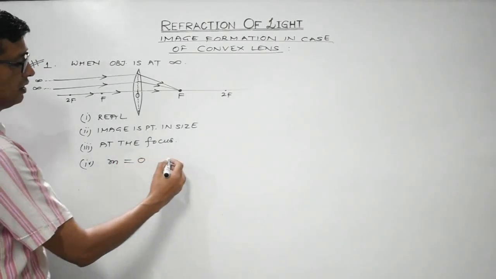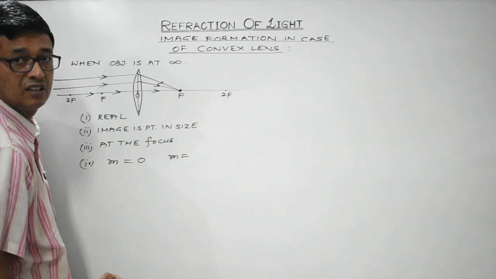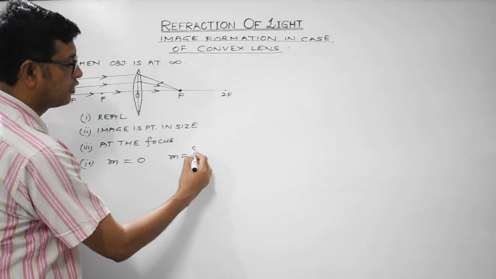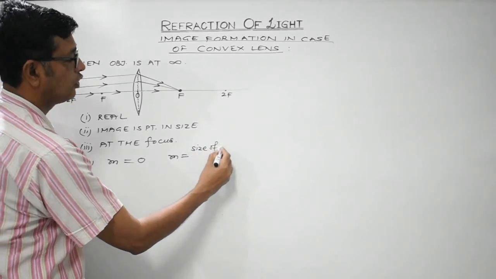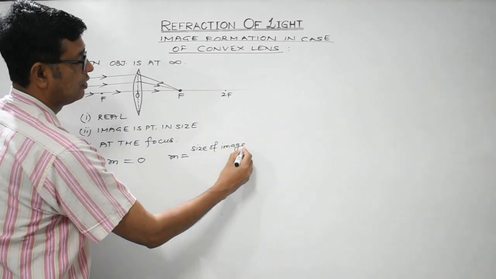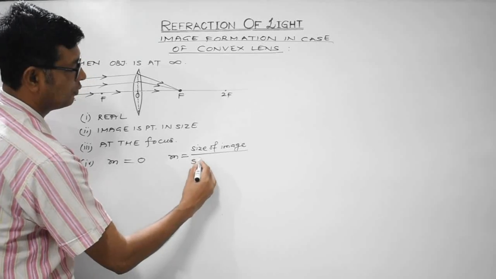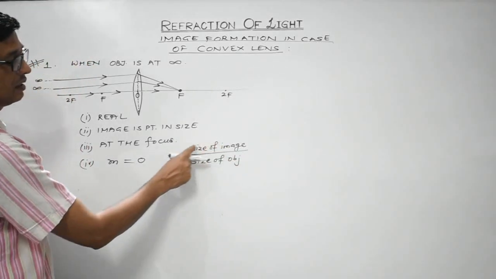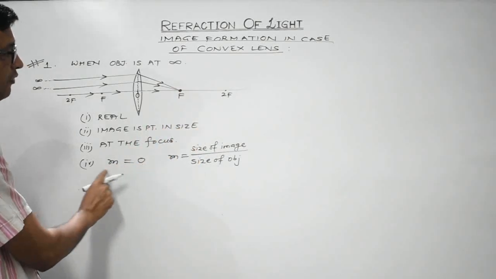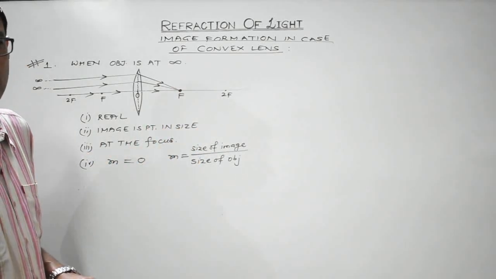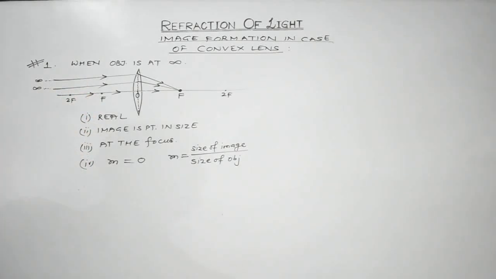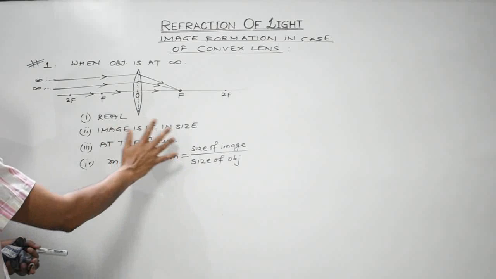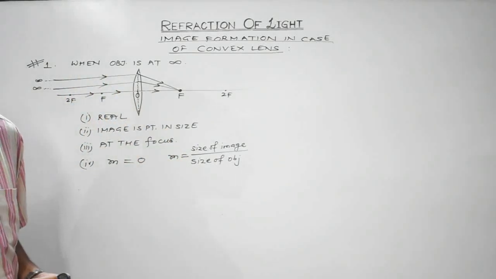Remember students, linear magnification, we have discussed it in the case of mirrors as well. It is defined as the ratio of the size of the image to the size of the object. Since the image is point in size, the linear magnification in this case is 0. So this is case 1: the image is real, point in size, formed at the focus, and linear magnification is 0.